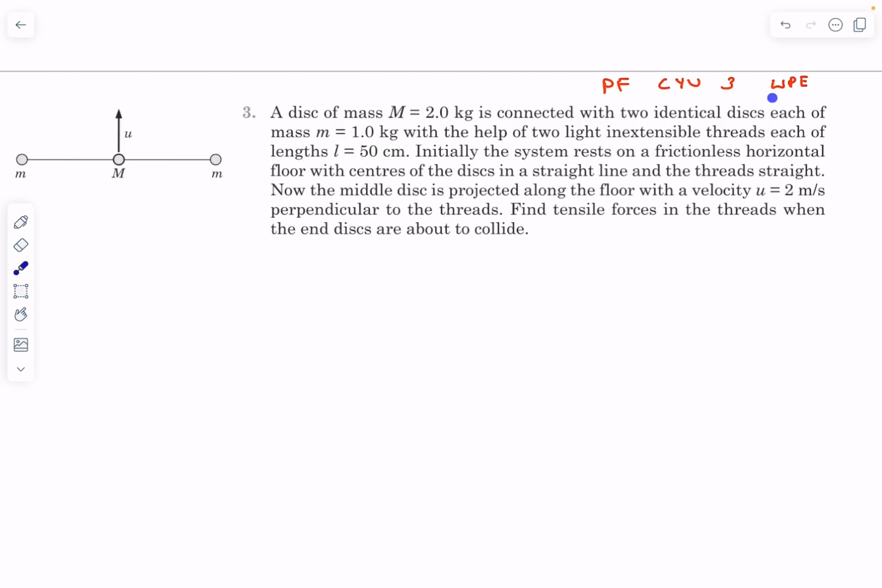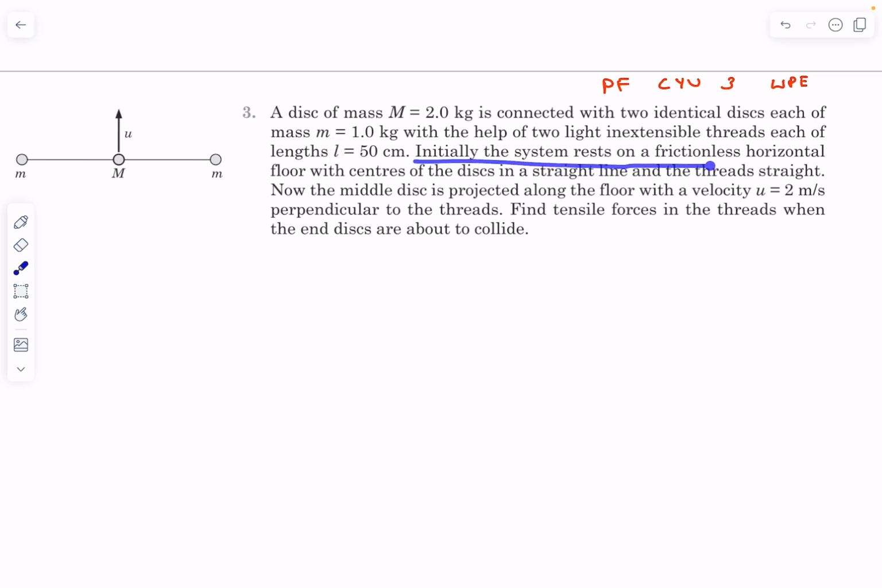Question number 2 is from Pathfinder, and this is from the chapter Work, Power, and Energy. This question is very frequently asked in a lot of test series, so let's see the problem statement. We have a disk whose mass is capital M, and it is connected with two disks whose mass is small m, with the help of two light inextensible threads, and each of their lengths is L.